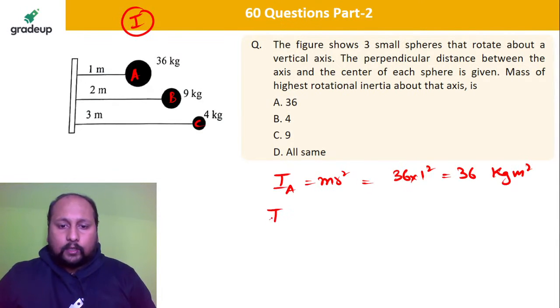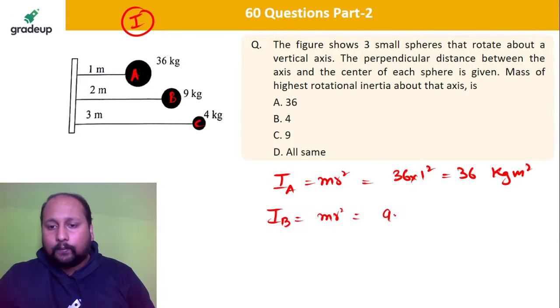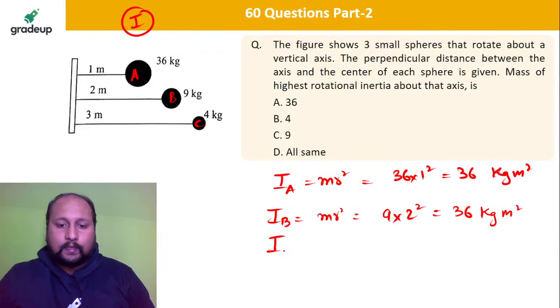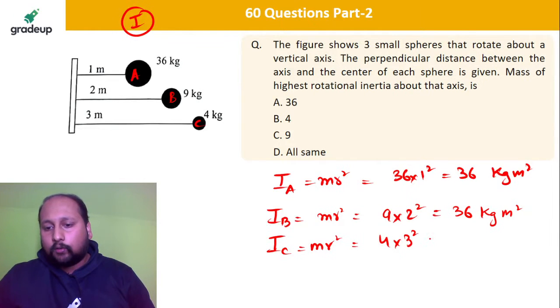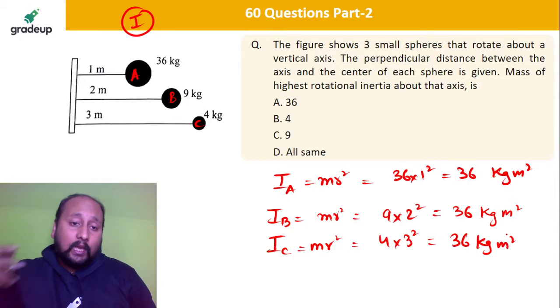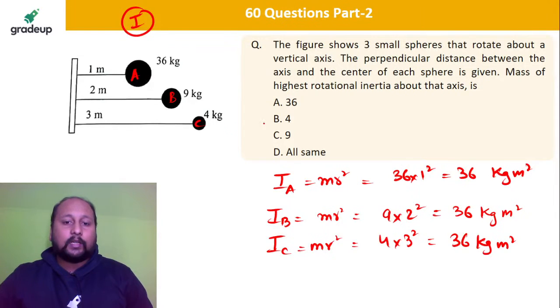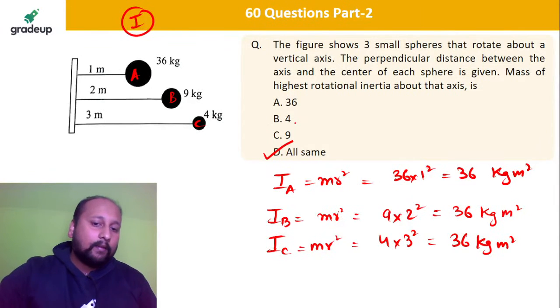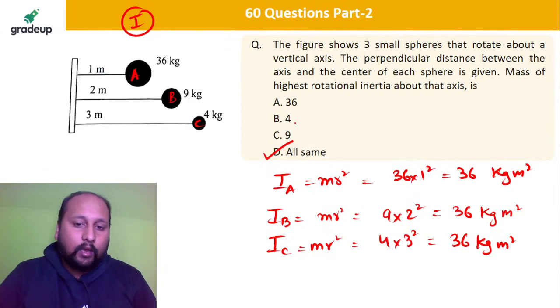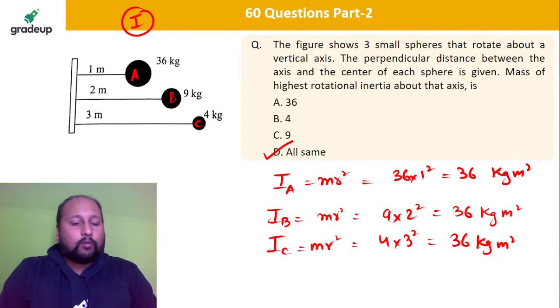Okay, now let us talk about IB. So mr square, mass is 9, radius is 2 square, so this is again 36 kg meter square. Let's talk about IC. mr square, mass is 4, this is 3 square, 9, 4 into 9 is 36 kg meter square. That means each and every mass will be having same moment of inertia, mr square. Okay, so option D, very good.